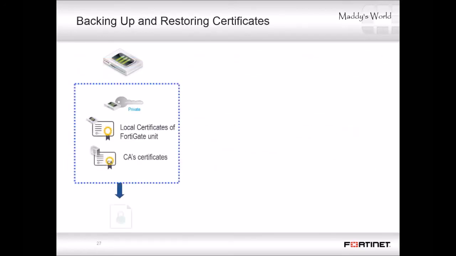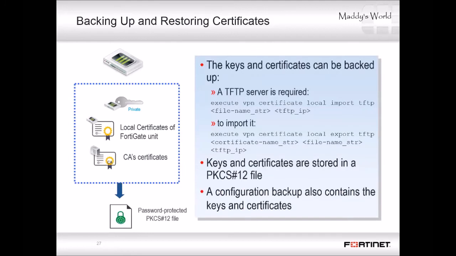Digital certificates stored in a FortiGate device can be backed up to a PKCS12 file. The file will include the keys, private and public, and the certificates themselves. The backup and restore can be done only from the CLI and requires the use of a TFTP server. Once this information is backed up, we can restore it back to the same FortiGate device. We can also restore it to any other FortiGate regardless of the model or firmware version.